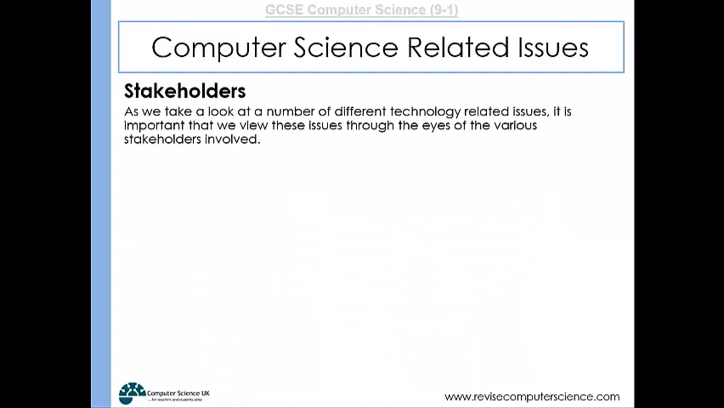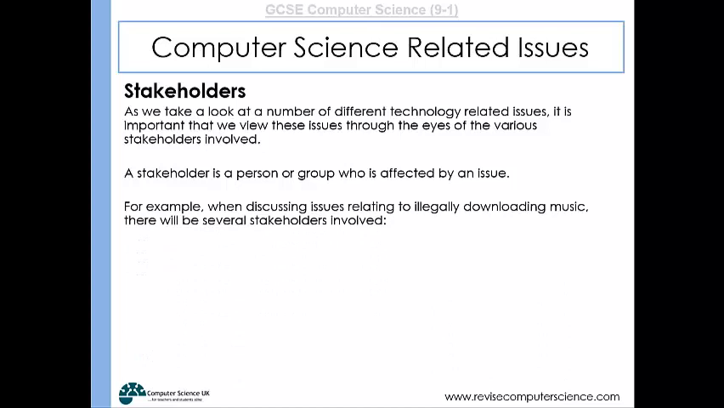Now, as we take a look at a number of these different issues, it's important that we view them through the eyes of various stakeholders, because you need to look at all sides to provide a balanced viewpoint on whether these issues are positive or negative and come to your own conclusions. This is very important for your GCSE, because you're going to be asked some essay-based questions, and you need to be able to discuss all sides and weigh up your own opinions based on evidence that you provide. So a stakeholder is a person or a group who's affected by an issue.